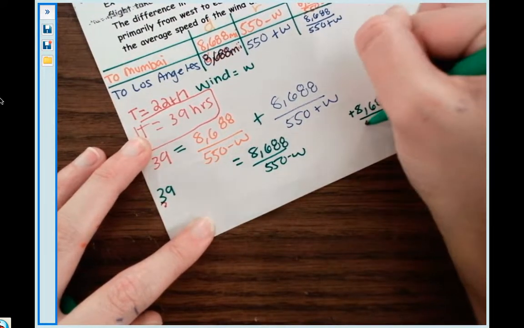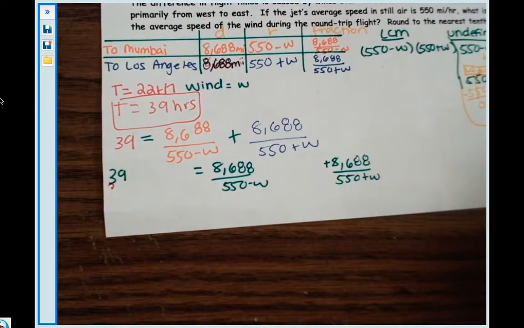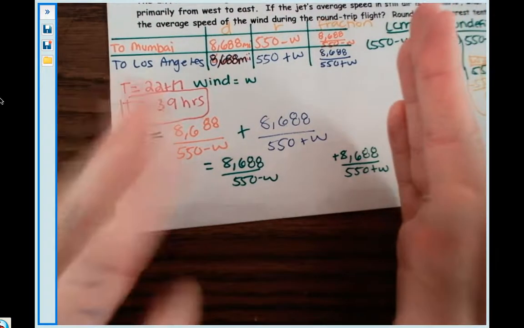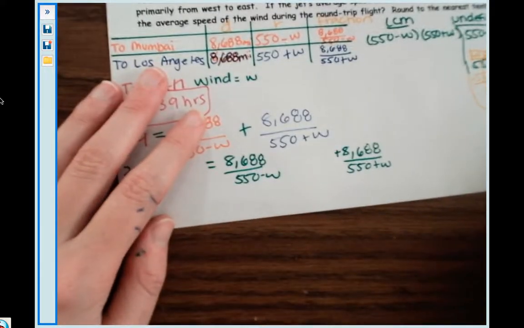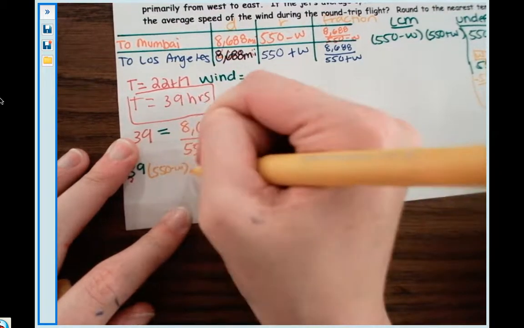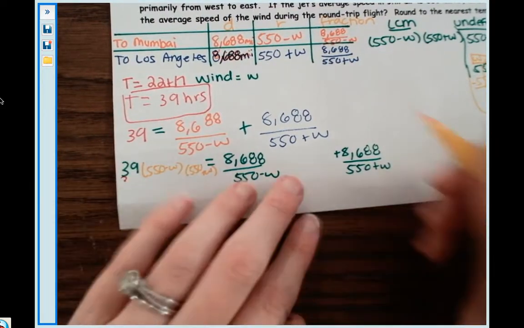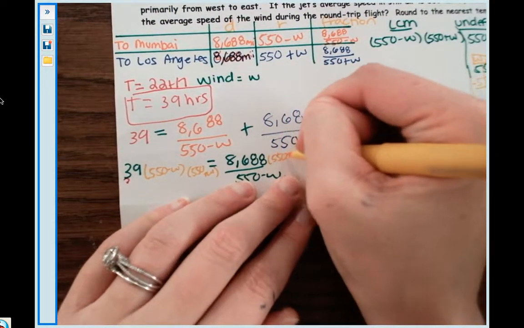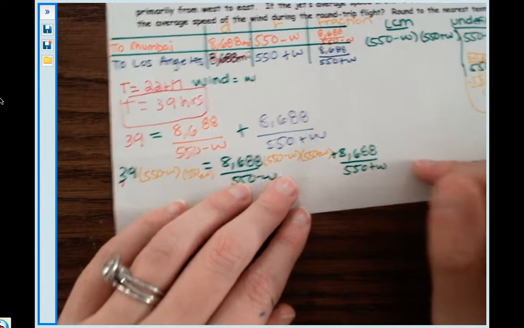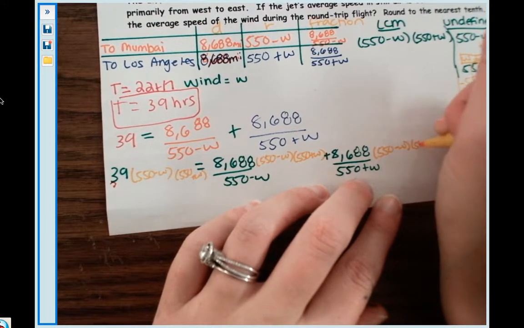8,688 over 550 plus W. Okay, so now I'm going to multiply the LCM to every single numerator I see, and the goal is to get rid of these denominators. So I'm going to multiply this by 550 minus W and 550 plus W. Sorry, guys, I'm running out of space. All right, 550 minus W and 550 plus W, and again, 550 minus W and 550 plus W.